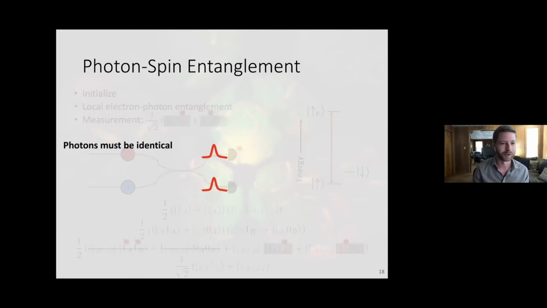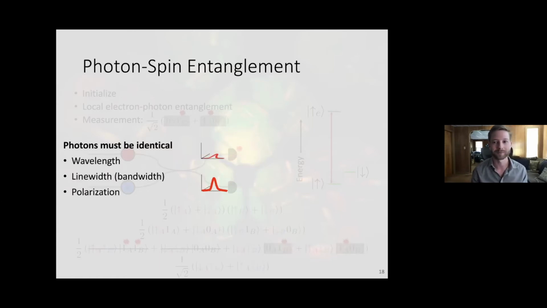However, for this to work, these photons must be identical. It must be that when they pass through the beam splitter here, that this beam splitter completely erases the information as to where this photon came from, be it A or B. And so ways that we need to be careful of keeping this indistinguishable is the wavelength, or the color of the photon has to be identical to each other, the line width, and the polarization.